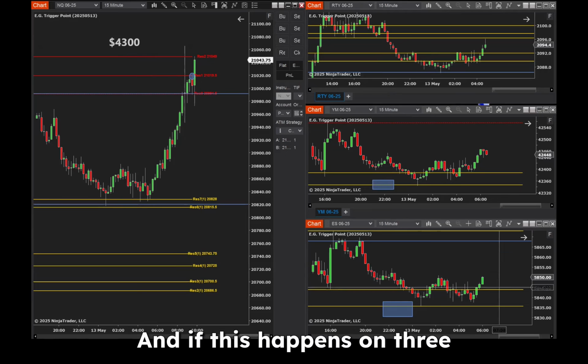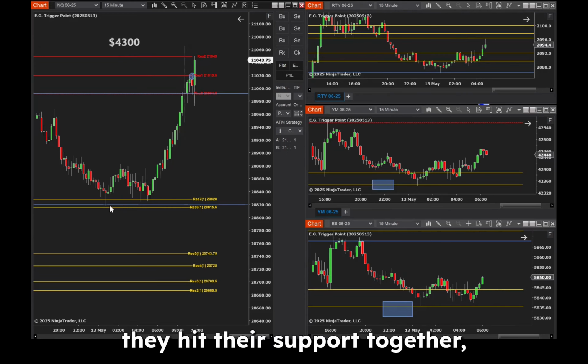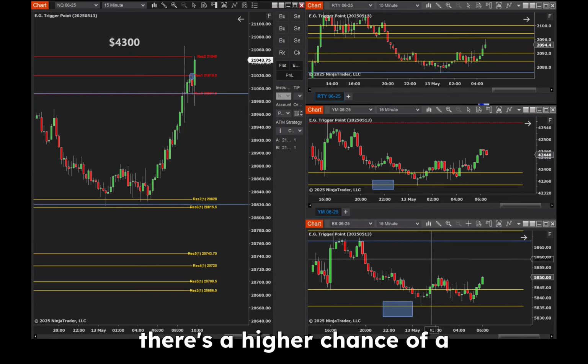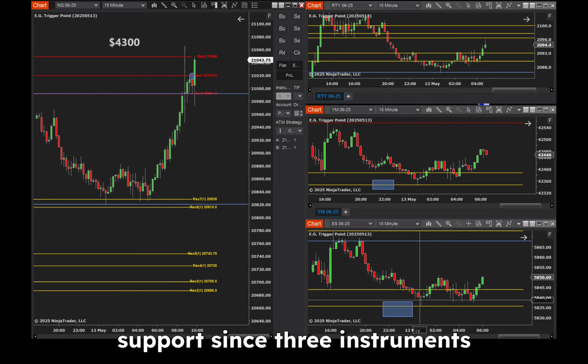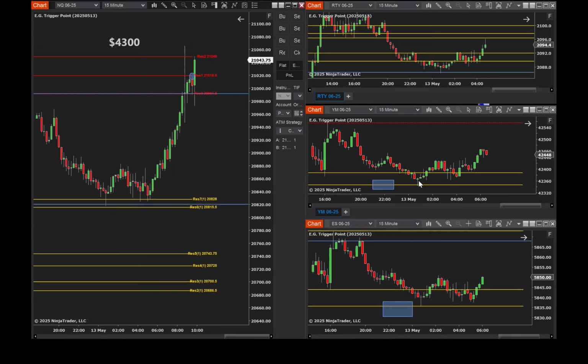And if this happens on 3 correlated instruments, they hit their support together, like in this case, there's a higher chance of a successful long trade of this support since three instruments are doing it at the same time, hitting their support.